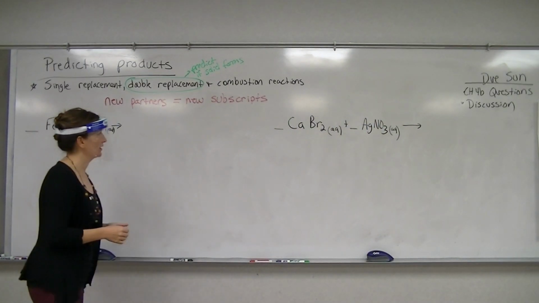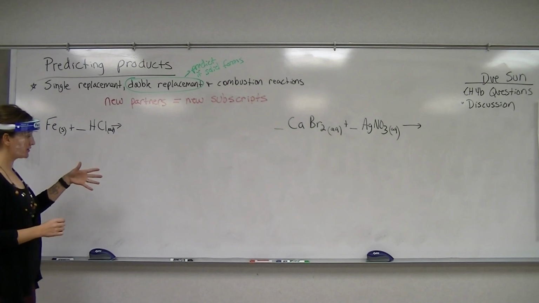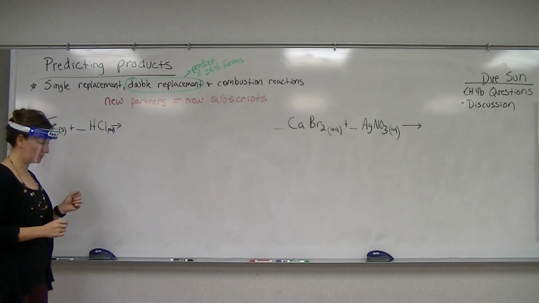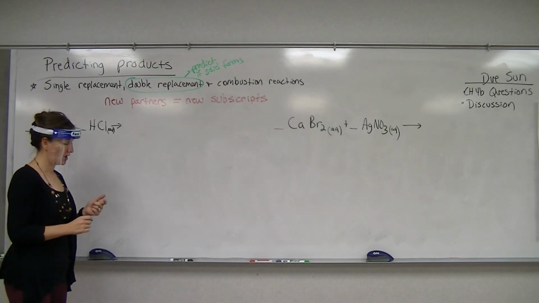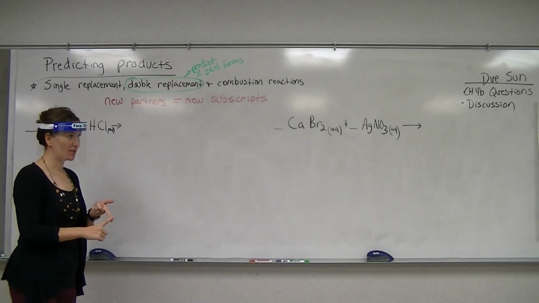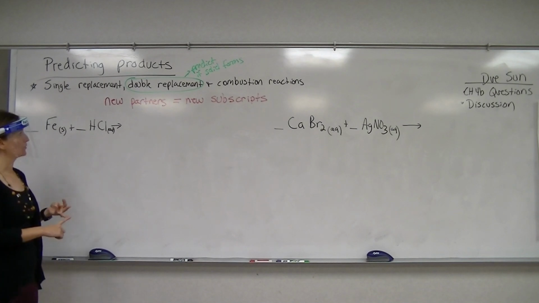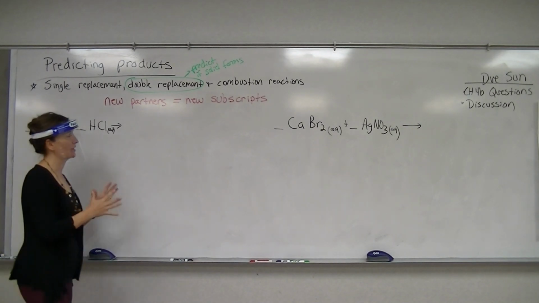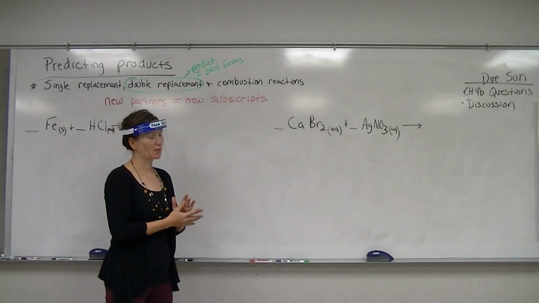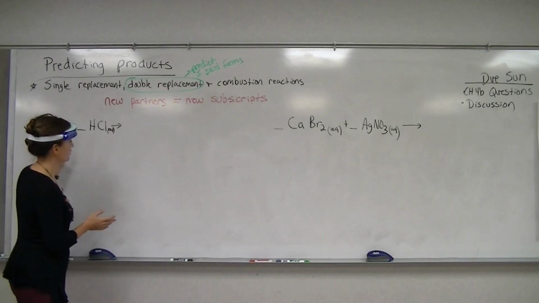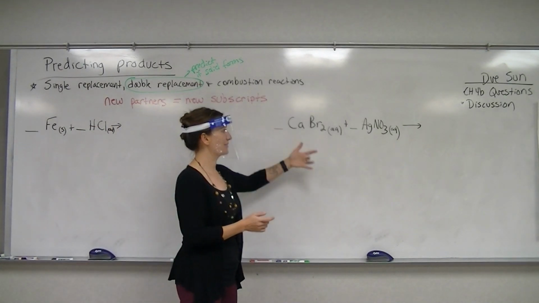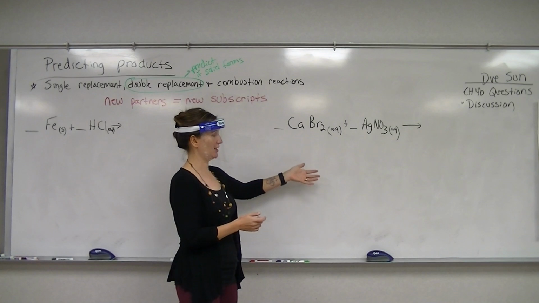So Chapter 4B is all about types of reactions. We talked about last class, or last video, the synthesis combination reactions, decomposition reactions, single replacement, double replacement, and combustion. So if you're given a chemical equation, kind of like you see up on the board, you need to be able to identify what type of reaction it is.